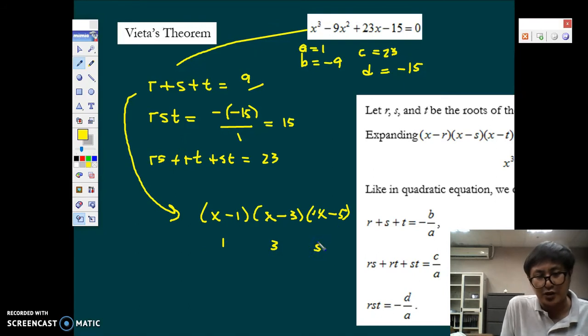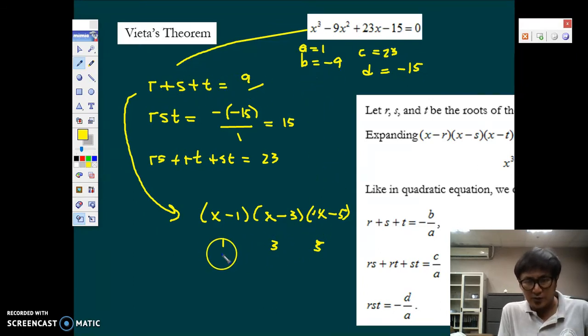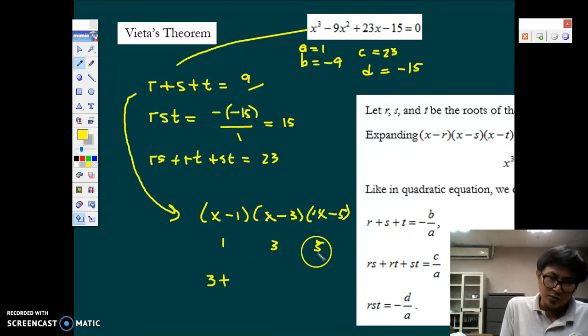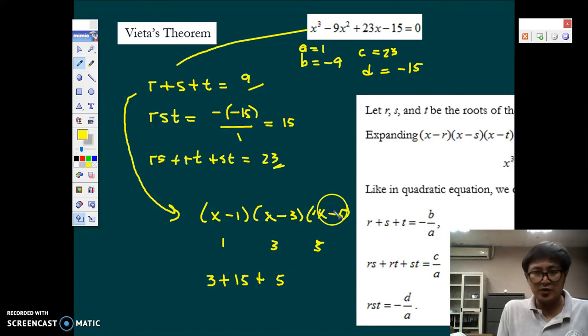If you will just check, remember that we found r plus s plus t even without solving, and now you have the roots here. 1 plus 3 plus 5, it's 9. 1 times 3 times 5, it's 15. And 2 at a time: 1 times 3 is 3, plus 3 times 5 is 15, plus 1 times 5 is 5, it's 23. So that's actually the very basics of Vieta's formulas.